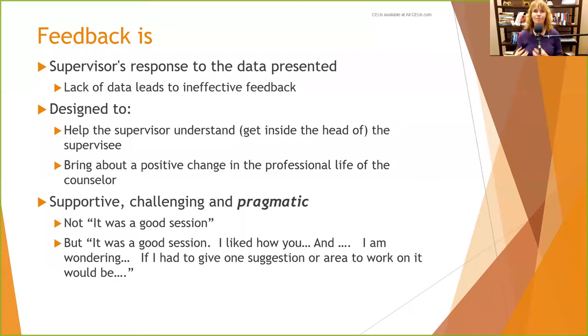You want to present feedback more in terms of, it was a good session and I liked how you did this, this, and this. So you're identifying specific things that the supervisee can seize on and say, okay, I'm going to do that again.